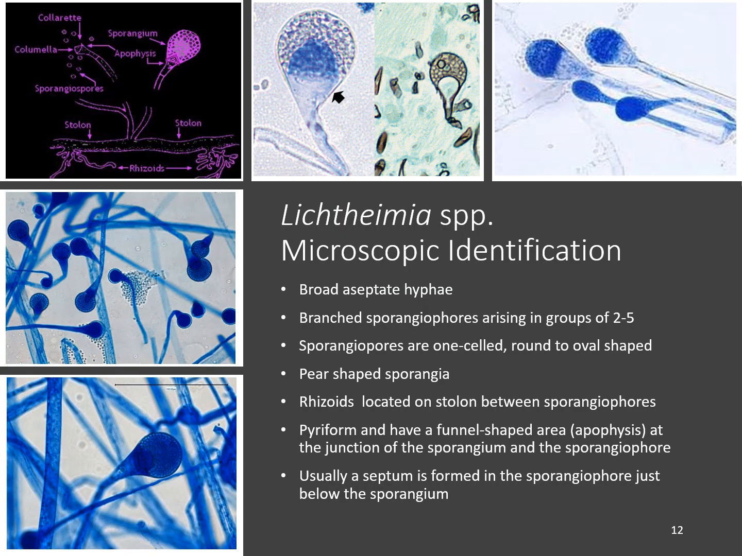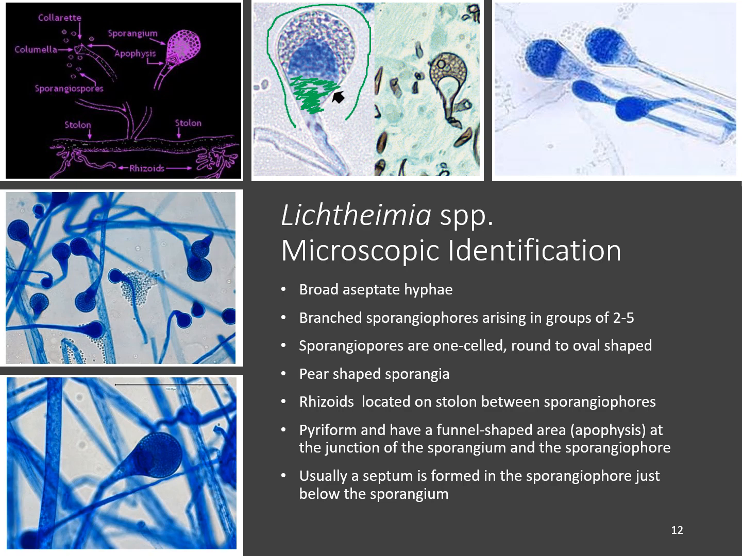Lichtheimia species also have broad aseptate hyphae. These sporangiophores rise in groups of 2 to 5, and they are branched as well. The sporangia are pear-shaped, so you can see here up top in the center where it has that pear shape, and then it also has this swelling here, the apophysis.